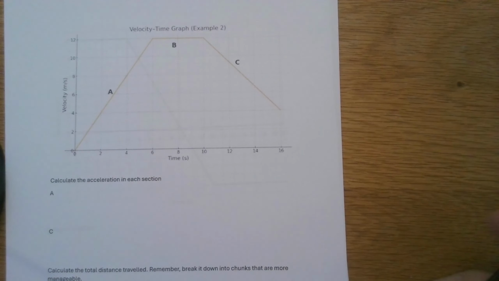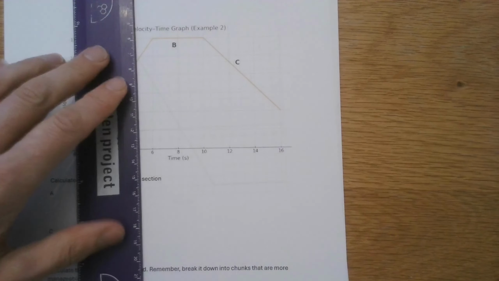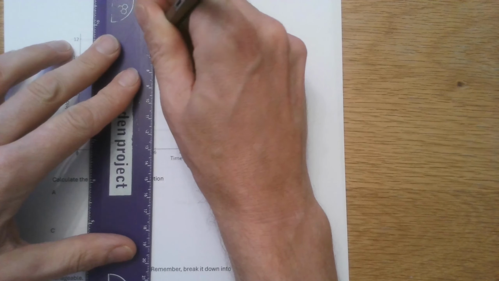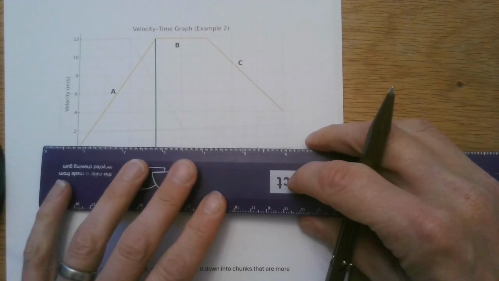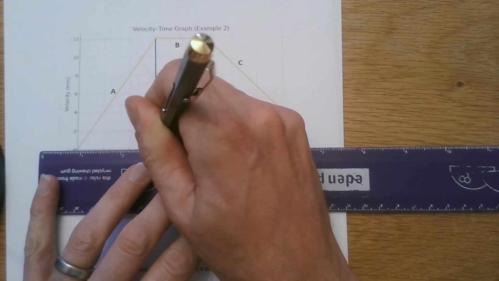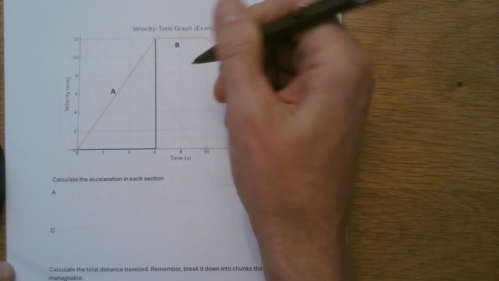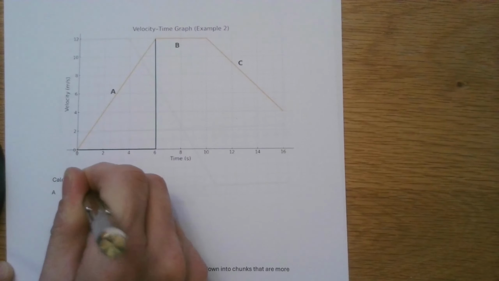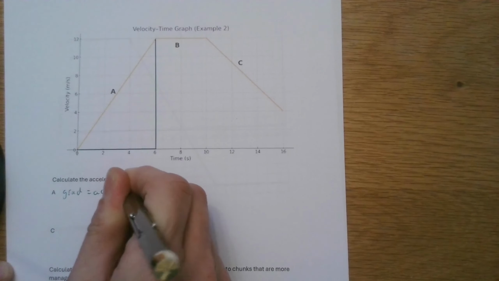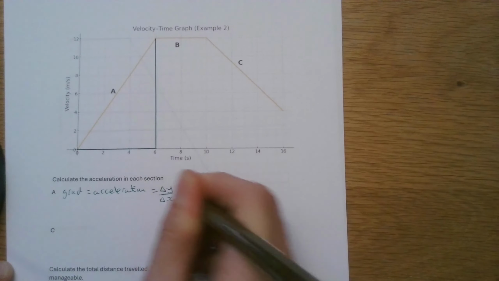So I hope that went well. We'll start off by doing some accelerations. So let's have a look at region A first of all. Again, we're going to put our nice gradient triangle on this and try and make it as big as you possibly can. Now I've chosen the numbers for this graph so that it's easy to read off the axes. Again, we know that we're doing a gradient calculation, so my gradient, which will be my acceleration, equals my change in y over my change in x.